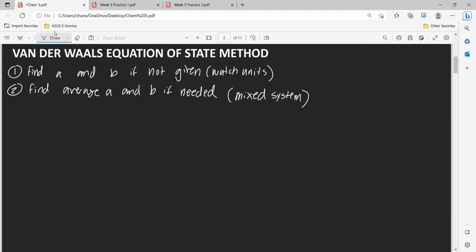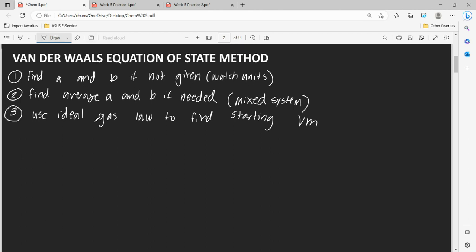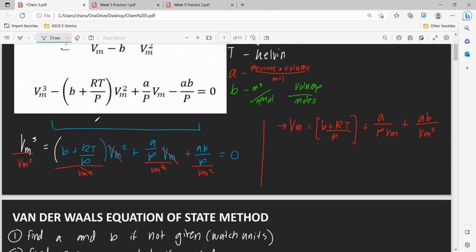So the third step is to use the ideal gas law to find a starting molar volume. Okay, so I'm going to try and explain it here. It'll make a lot more sense when we work with examples.